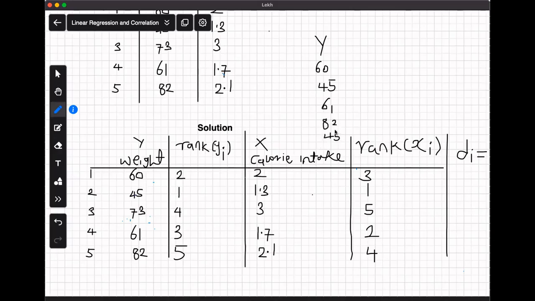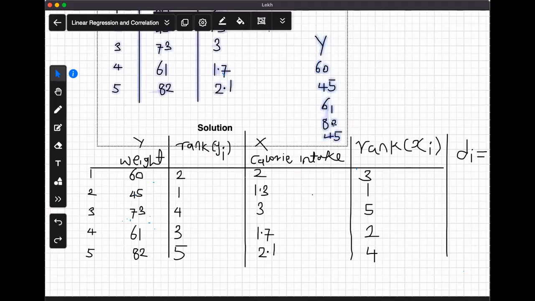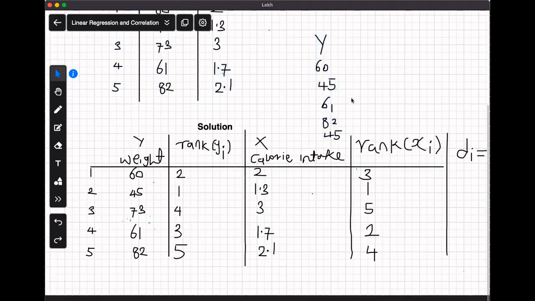Now, the way you're going to rank that will be somewhat different. You need to do something, or else you may not be able to rank, or you may not be able to obtain a correct correlation coefficient. All right, so let's do something here.